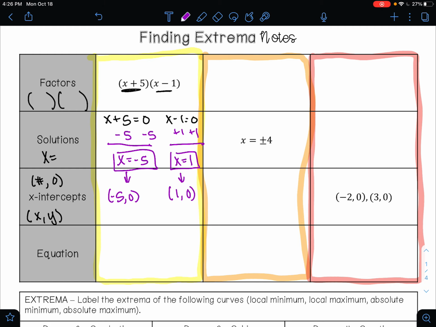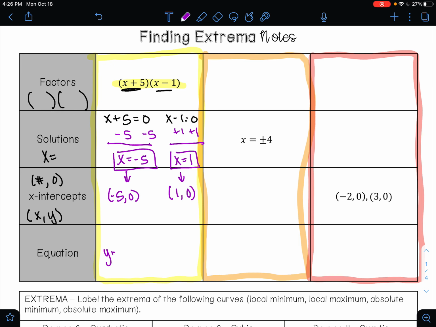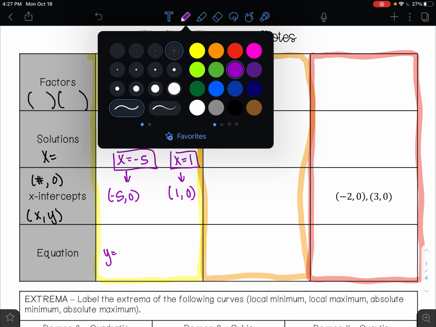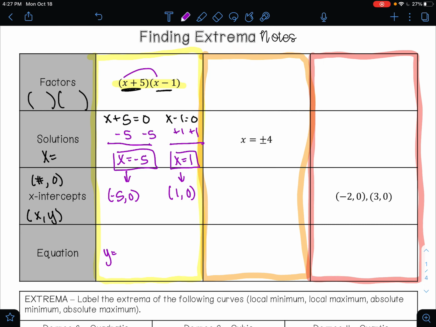And then to find your equation, all you need to do is multiply out your factors. So this is going to be y equals, and then you can either do the area model or you could use FOIL to multiply these together. If I multiply these together by using FOIL, first is x times x, which is x squared. Outside is going to give me negative x. Inside is going to give me 5x. And then last is going to give me negative 5.